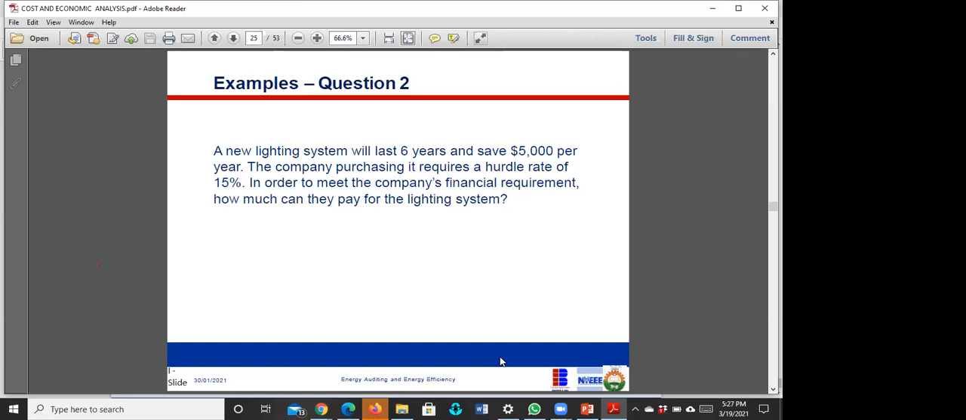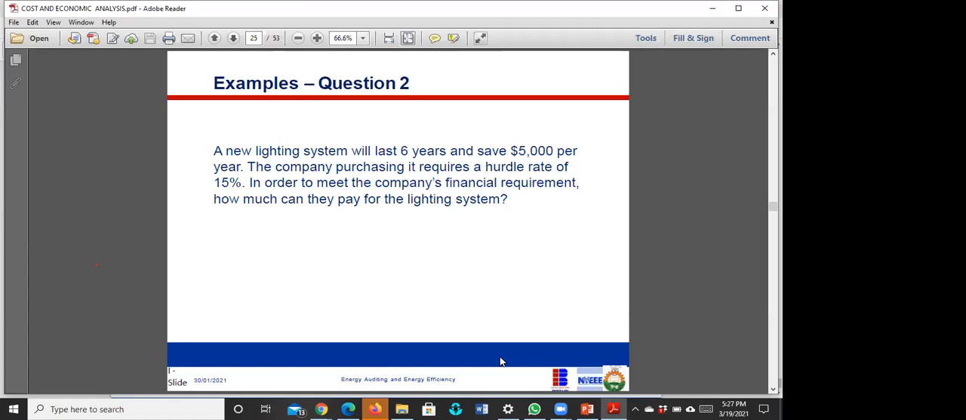Maybe they are consuming 20,000 naira worth of energy every month. And when you have implemented your energy saving measure, you recommend a proposal that will cut that amount to $15,000. It means you are saving them $5,000 per year. So that's just how to get it.